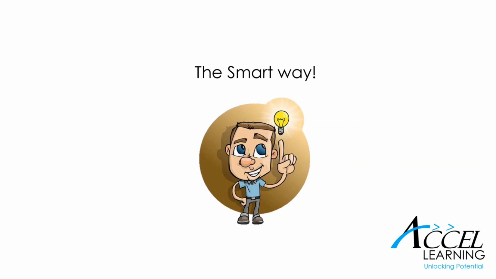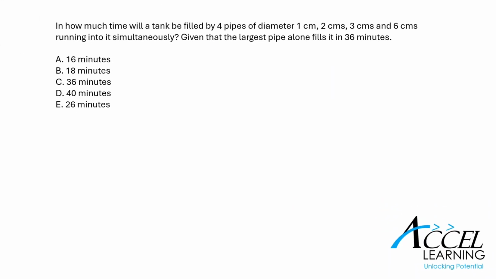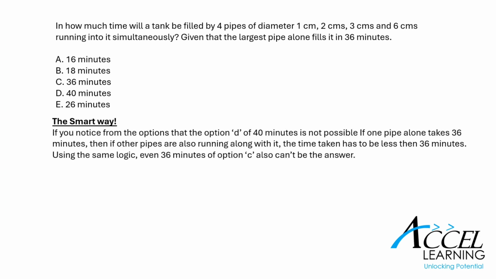As I had promised, let's see the fastest and smartest way to solve this question without the use of a calculator or an AI. Here's the same question. Pause the video now to see if you have a faster and smarter way to solve the question and beat the clock. Remember, the answer is option E, 26 minutes. If you notice from the options, option D of 40 minutes is not possible. If one pipe alone takes 36 minutes, then if other pipes are also running along with it, the time taken has to be less than 36 minutes. Using the same logic, even 36 minutes of option C can't be the answer.